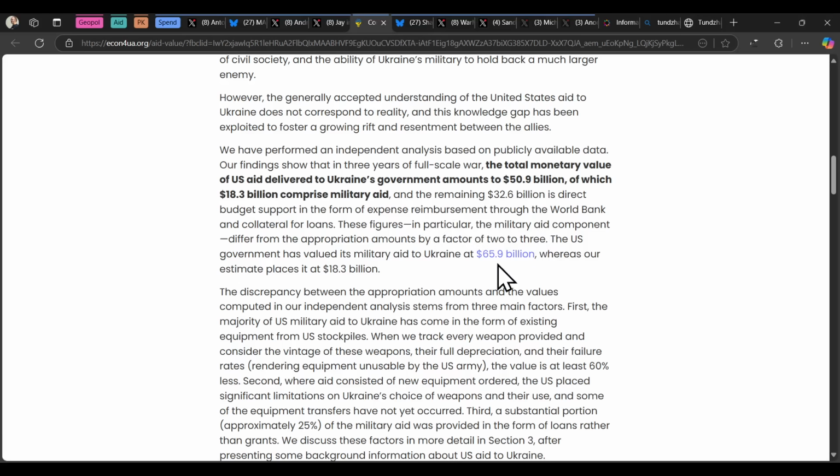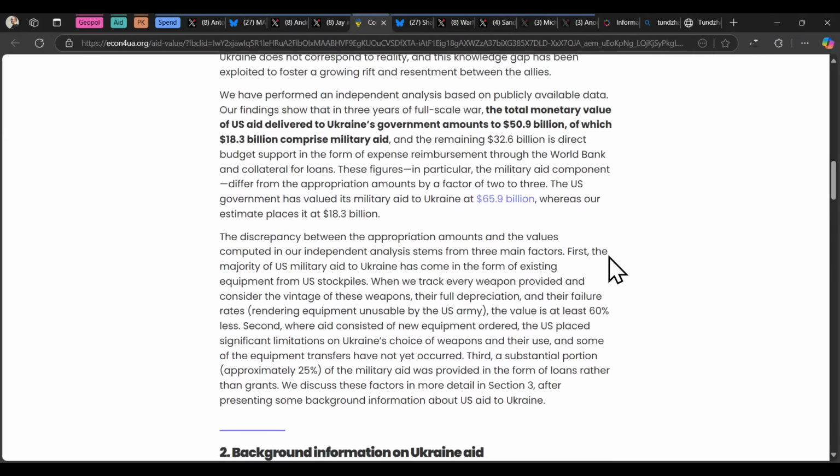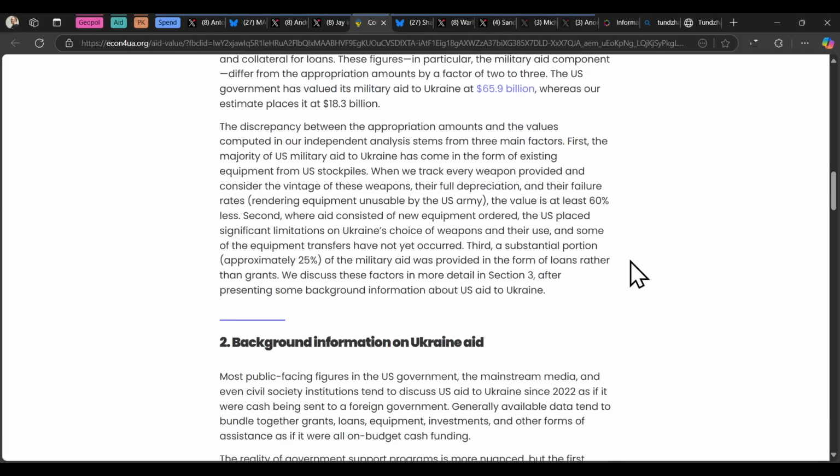These figures, in particular the military aid component, differ from the appropriation amounts by a factor of 2 to 3. The US government has valued its military aid to Ukraine at 65.9 billion, whereas our estimate places it at 18.3 billion. The discrepancy between the appropriation amounts and the values computed in our independent analysis stems from 3 main factors.